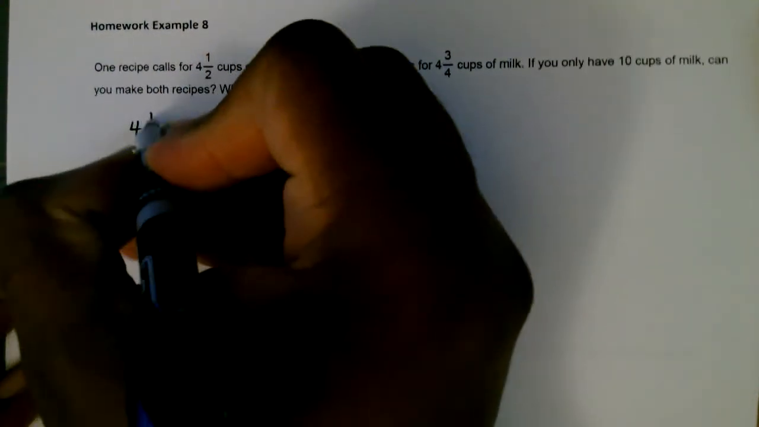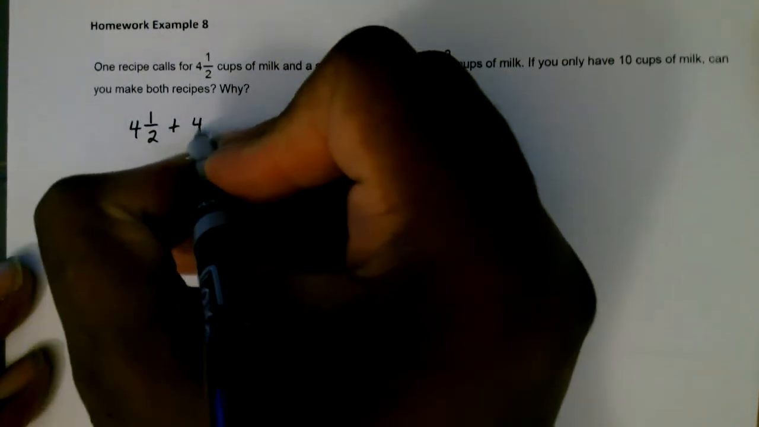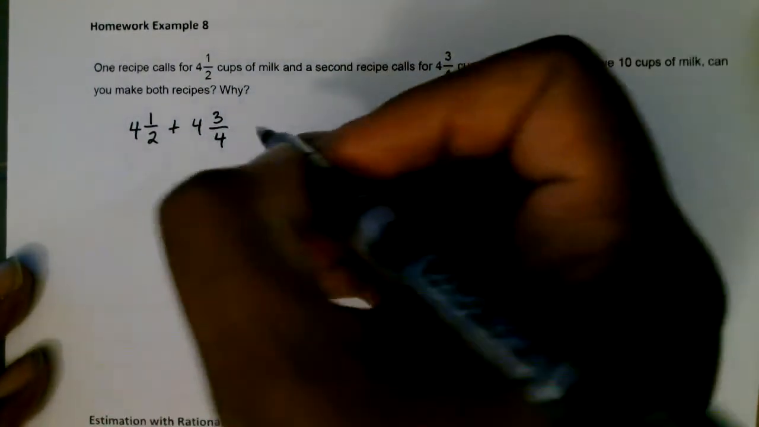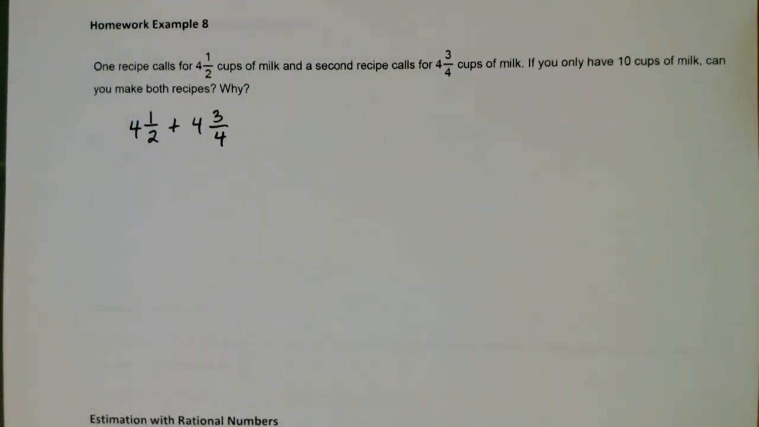Okay. Here's another one. One recipe calls for 4 1/2 cups of milk, and a second recipe calls for 4 3/4 cups of milk. If you only have 10 cups of milk, can you make both recipes? And why? Okay. So let's add 4 1/2 to 4 3/4. And that sum has to be less than 10.